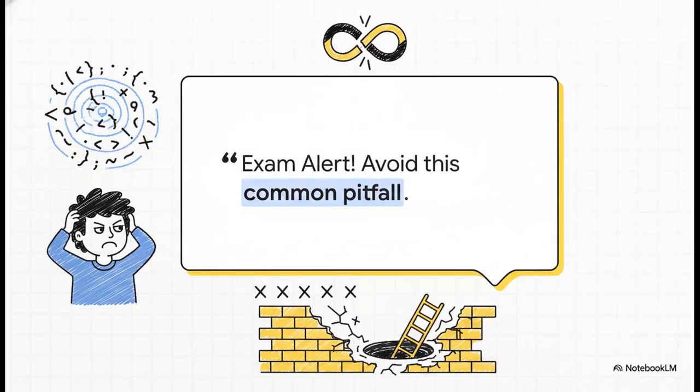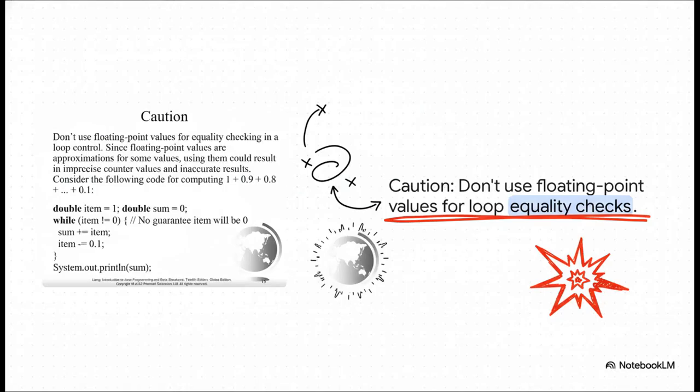Okay, listen up. Our final exam alert. This is a classic trick question, a real pitfall, so you're going to want to catch this. Here it is. Never use decimal numbers, floating point values, for an exact equals check in a loop condition. It's a huge trap. See, computers can be a little imprecise with how they store decimals. So what looks like 1.0 to you might actually be stored as something like 0.9999. And because of that tiny difference, your condition will fail and your loop could just run forever. So if you see that on an exam, a little alarm bell should go off in your head.